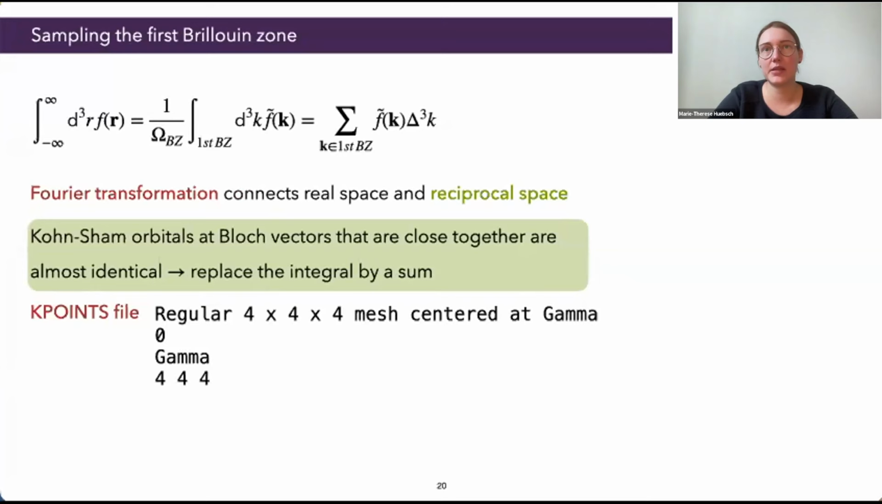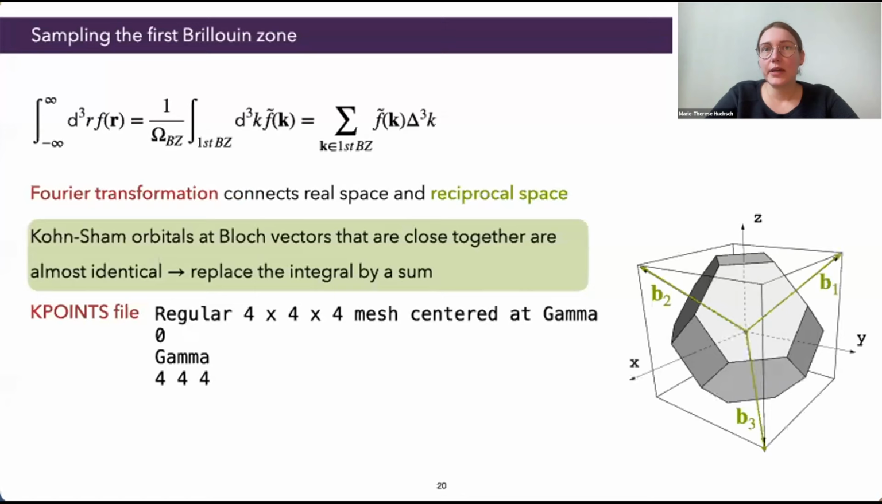For a cube, it makes sense to choose the same number in all three directions, but what about a tetragonal system? Well, if one lattice vector is longer, then you will need fewer k points in that direction. So this is what I mentioned before.